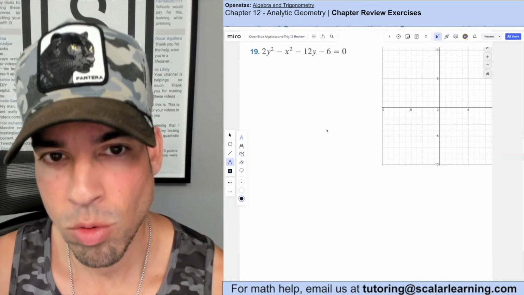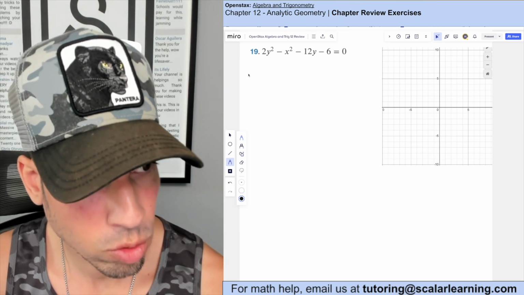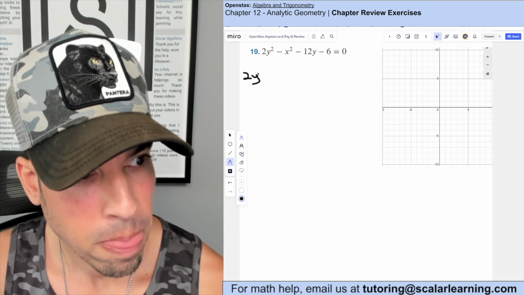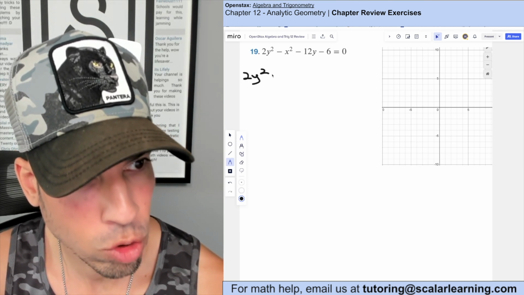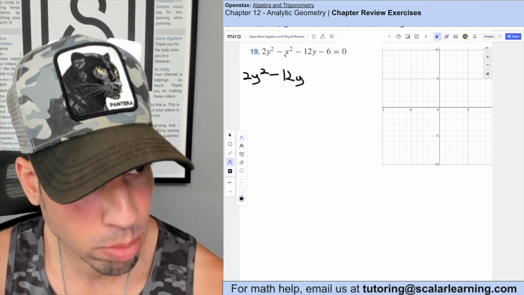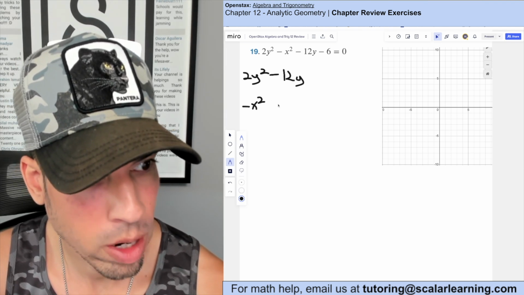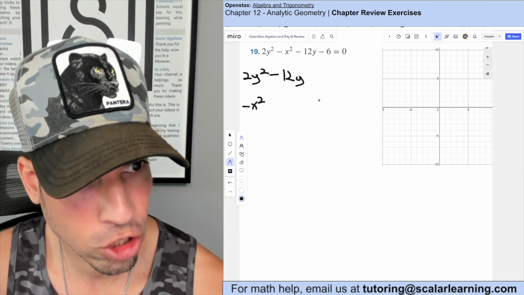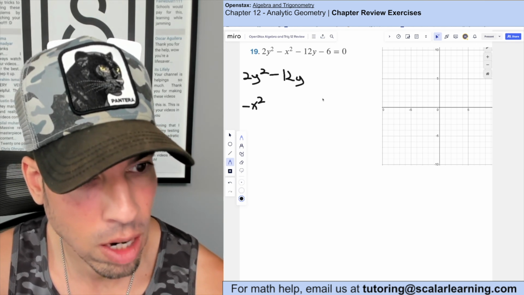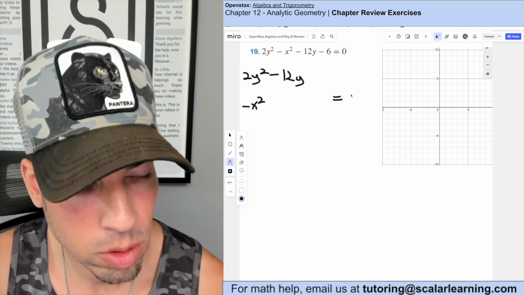So for this one, before we can graph it, we got to get it into standard form, and I'm going to do that with a little factoring by grouping. So we got 2y squared minus 12y. We're going to bring those together. Then we've got -x squared. There's no other x term, so that's just chilling. And then we're going to add the 6 to the other side. So this is all equal to 6, okay?